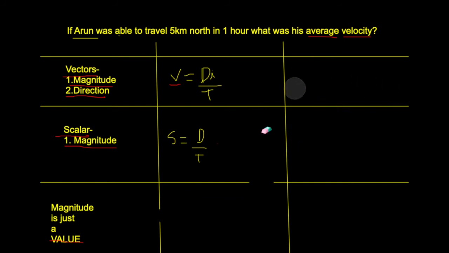Now you may be wondering, how did these values become vectors and scalar quantities? We need to look at their formulas first to find this. So what is the formula for velocity? Velocity is equal to displacement over time. And speed is equal to distance over time.